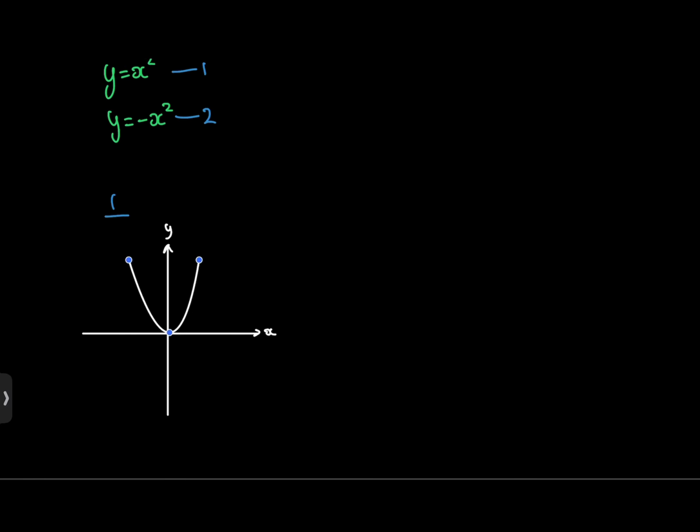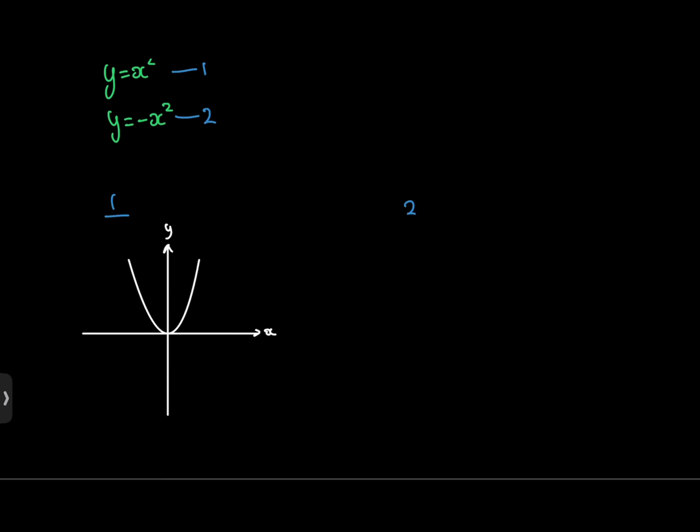It's going to be opening upwards. It's kind of like how I like to remember it. If the coefficient of x squared is positive, your graph is going to be happy, right? But what happens if it's negative x squared?